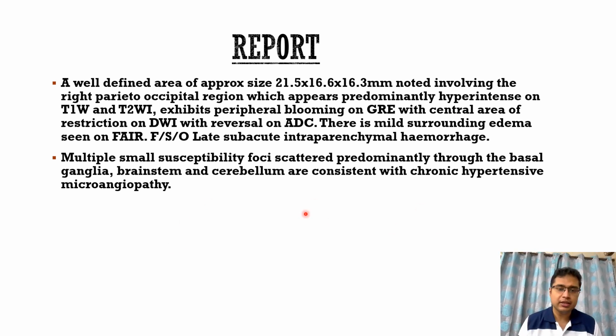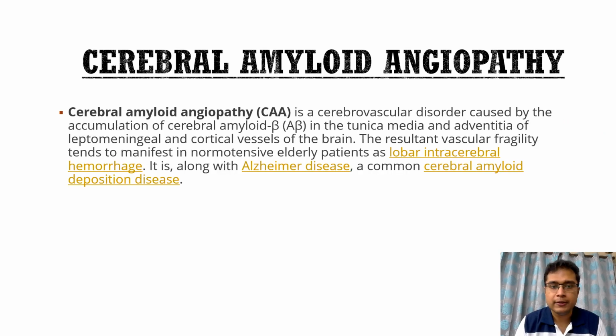So, whenever we see this particular image, that is multiple foci of blooming seen in the bilateral cerebral hemispheres, we have to think of two main possibilities in this old age. Either it can be a chronic hypertensive microangiopathy, or it can be a cerebral amyloid angiopathy. In this case, because he was having a bleed in the right parieto-occipital region, as well as the foci were concentrated mainly in the bilateral basal ganglia and the cerebellum, it is suggestive of chronic hypertensive microangiopathy.